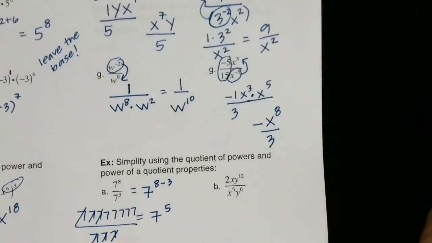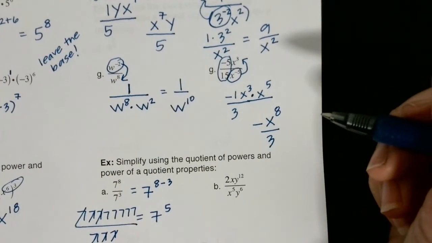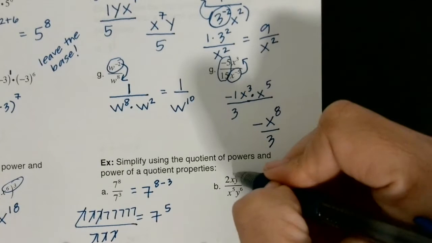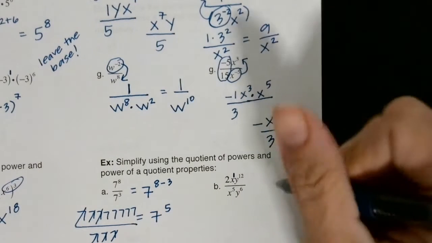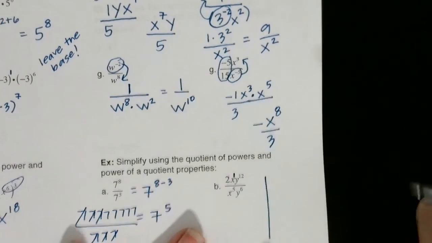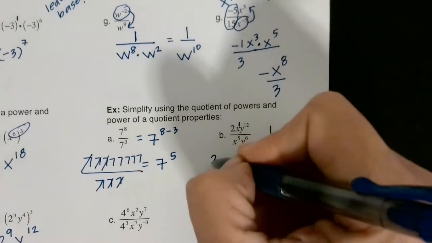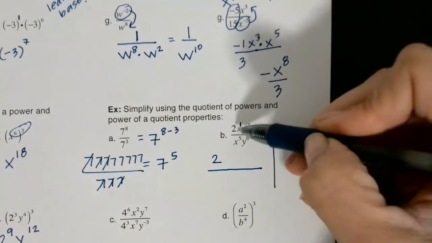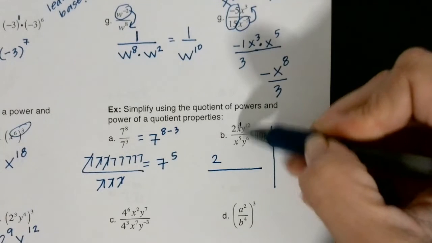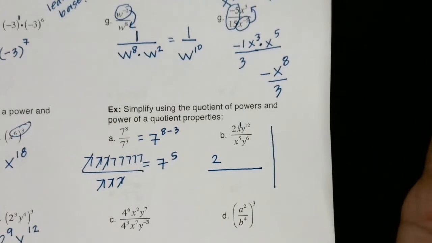Alright, let's take a look at this next one. We're going to break it down slowly. Okay, so I'm going to do it 2 different ways. You guys ready? So 2 is going to stay in the numerator. I see I have the x's here. Where do I have more x's, in the numerator or denominator? In the denominator.